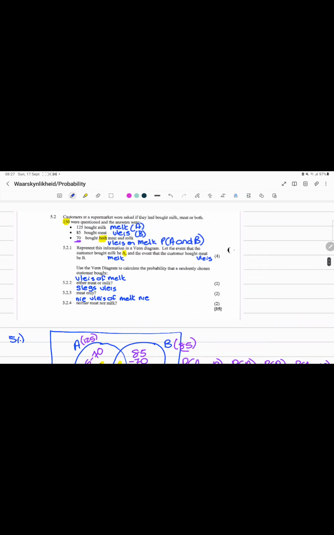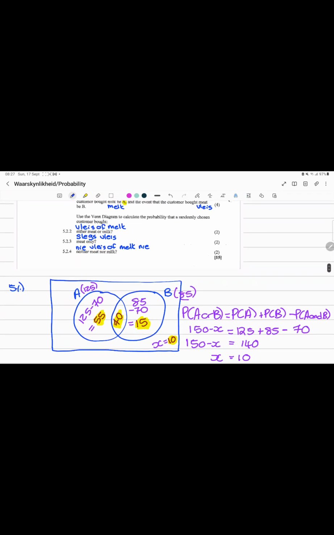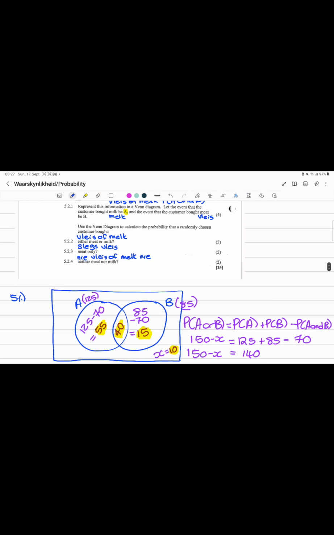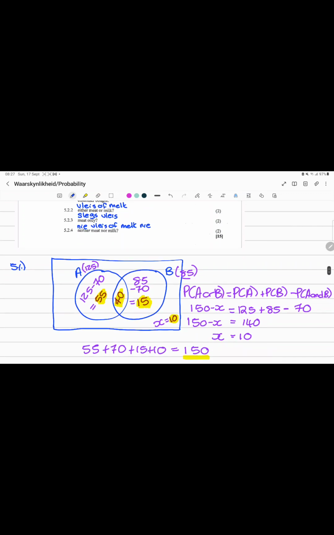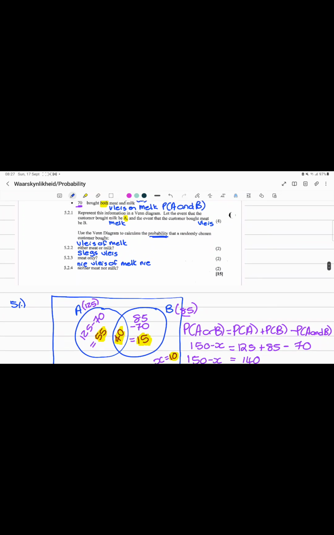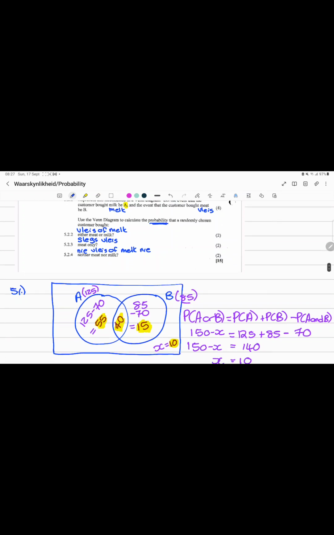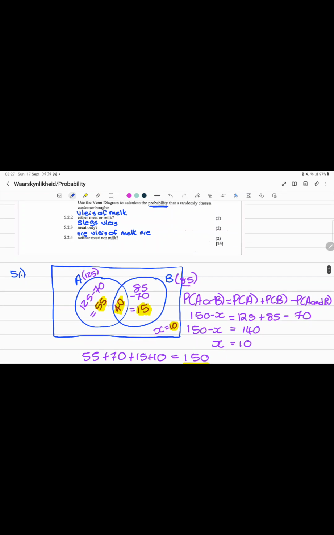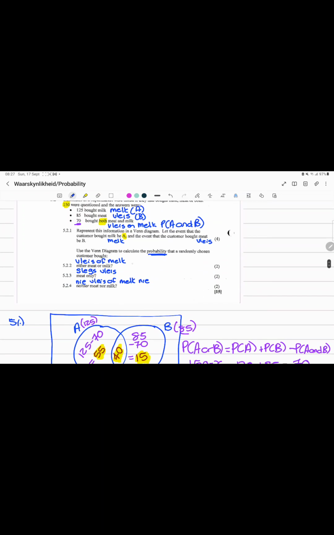At question 5.2.1, that was the one we just answered. Now they say use a Venn diagram and calculate the probability that a randomly chosen customer would have bought the following. What's the probability of someone buying either meat or milk? You can just take everything in your circles and add them together, or say 150 minus 10. Either way, it will give you 140 over 150, which we can simplify to 14 over 15.